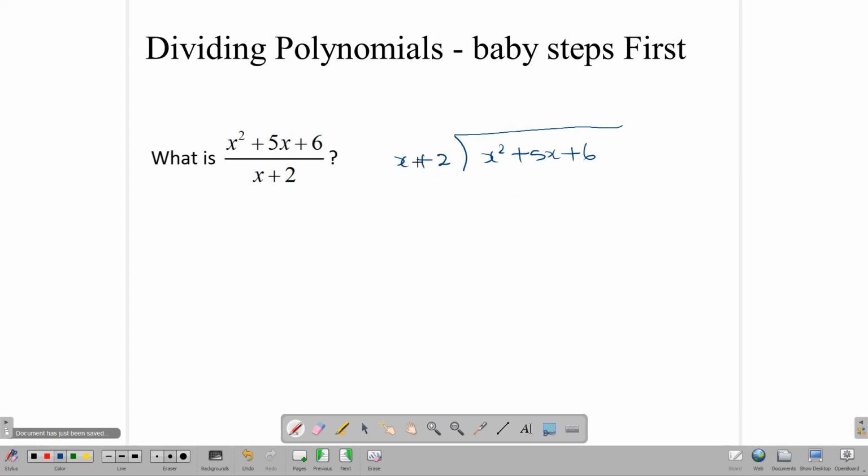There are other ways to do this. There's another method called synthetic division, which we're going to look at in a different lesson. But in this lesson, we're focused on using long division. Now, here, first thing we're going to do is to use the x.